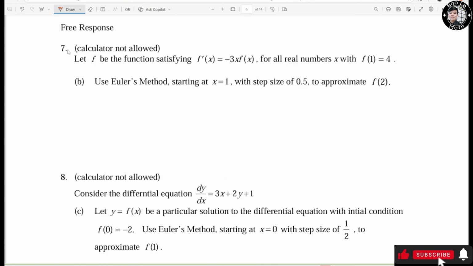Now let's move on to question 7. Let f be the function satisfying f prime of x equals -3x times f of x for all real numbers x, with f of 1 equals 4. This is the initial condition. Question B: use Euler's method starting at x equals 1 with step size 0.5 to approximate f of 2. So we just make the table.